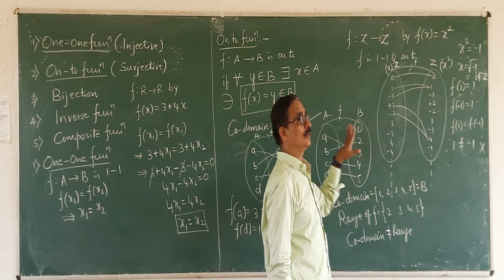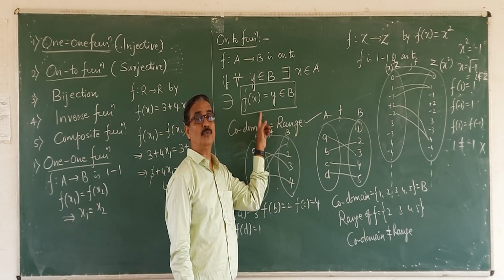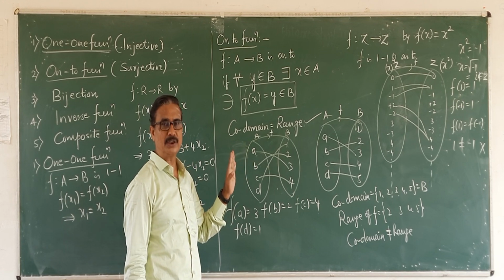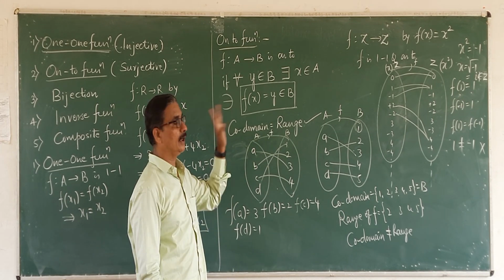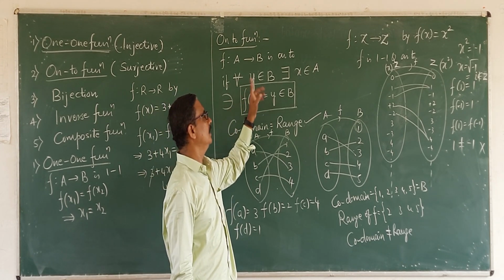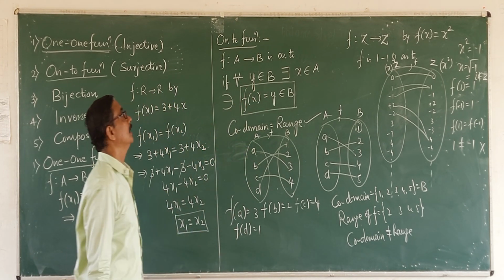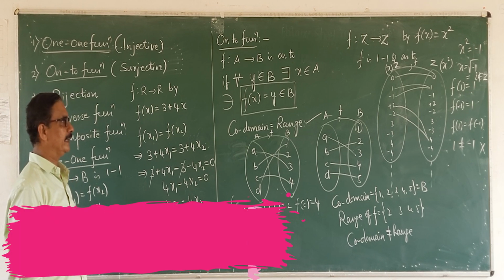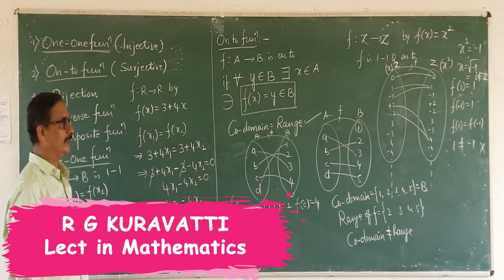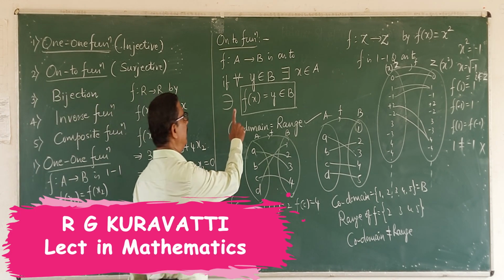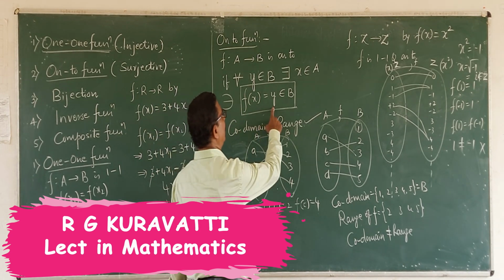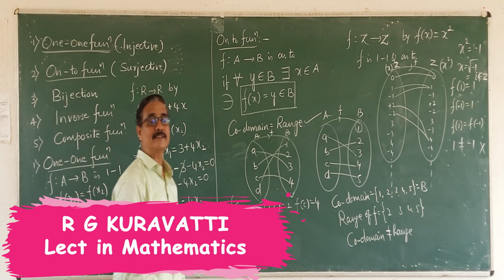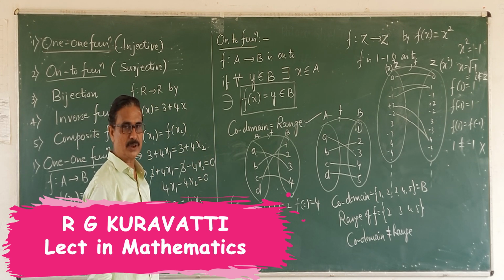Clear, friends? So remember, define onto function in general. A function f from A to B is said to be onto if, in general, for all the elements y belonging to set B, there exists its image in the set A such that the function f of x equal to y, that y belongs to set B. That is known as an onto function.